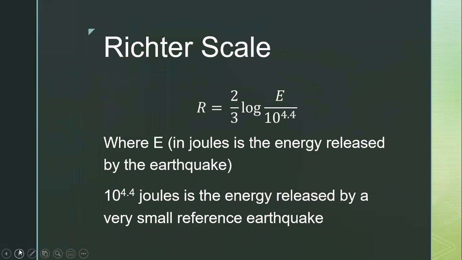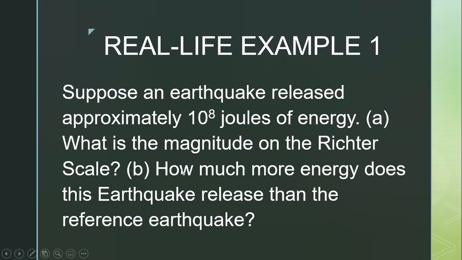Okay, so as we continue, this one is a real life example of a logarithmic function. The Richter scale is actually used if we have an earthquake. So this is the formula: Richter scale is equal to 2/3 times the logarithm of E over 10 raised to 4.4, where E is in joules, which is the energy released by the earthquake. 10 raised to 4.4 joules is the energy released by a very small reference earthquake. So with the Richter scale, you'll be able to find the magnitude of the earthquake.